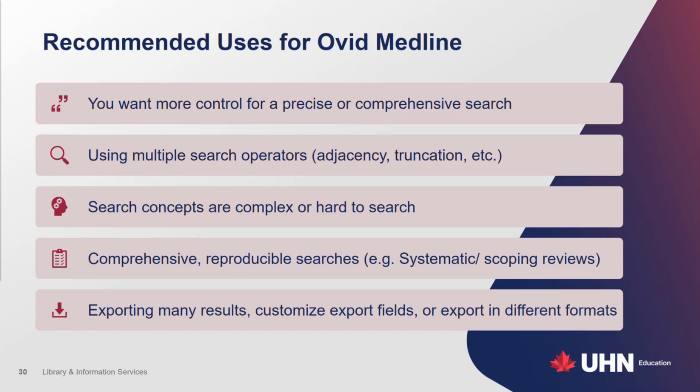Medline is also ideal for systematic or scoping reviews, where you need a comprehensive, reproducible search. You don't want the search algorithm to change over time, especially when you're updating the search, and you also need to export a large number of results. The other functions here are just nice to have, such as being able to customize what information you're exporting or choosing from different formats.